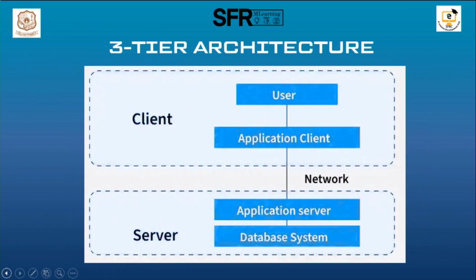Next, three-tier architecture. In this three-tier architecture, we can see that the client has a user and an application client. The server also has an application server and a database management system. While in two-tier architecture, only the client side has an application. In comparison, the three-tier architecture has an application on the server also. Both two-tier and three-tier are connected through the network. Let's see in detail about three-tier architecture.